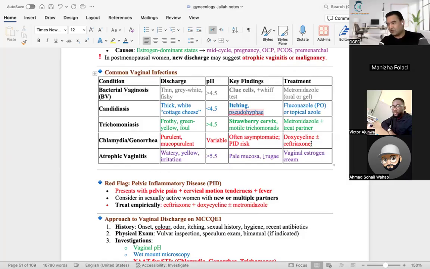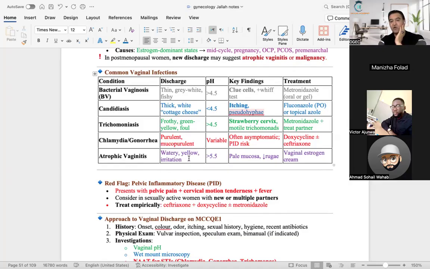And the treatment is doxycycline and ceftriaxone. One thing that I would like to mention here is the ceftriaxone dose is now increased. As of 2025, the ceftriaxone dose is no longer 250 milligram, it is 500 milligram. It used to be 150 milligram plus doxycycline 100 milligram BID for 7 days. Then they changed it to 250 milligram IM ceftriaxone, same dose of doxycycline for 7 days. Now you have to use 500 milligram ceftriaxone IM with doxycycline, same dose as before.